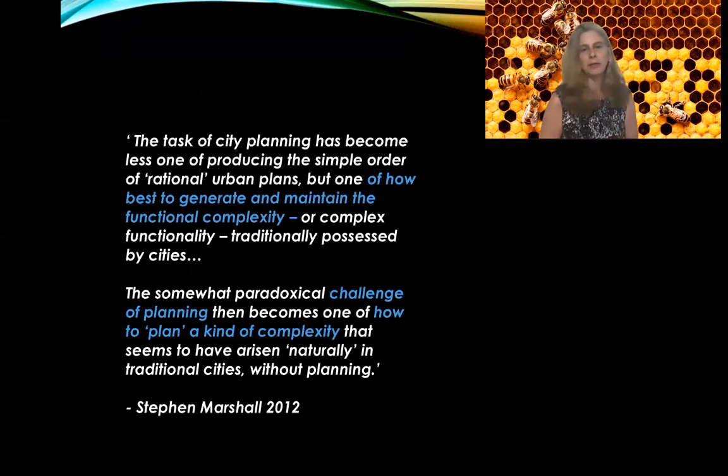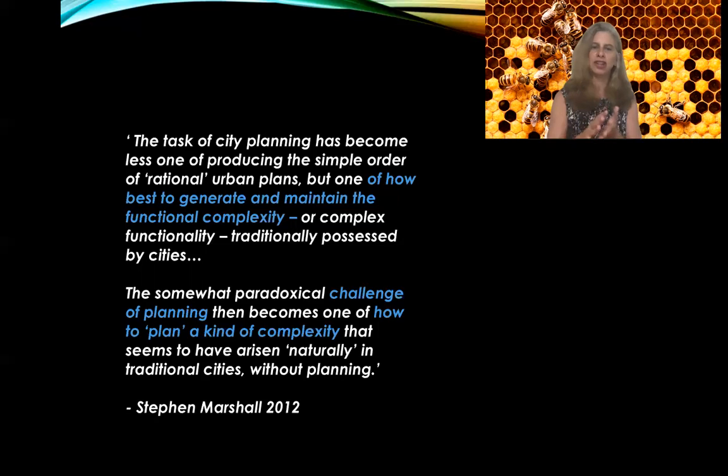So this is a quote by Stephen Marshall. He writes, "The task of city planning has become less one of producing the simple order of rational urban plans, but instead one of how to best generate and maintain functional complexity, or complex functionality, which was traditionally possessed by cities." And when he says traditionally possessed by cities, he's talking about that complex functionality of medieval cities that evolved slowly, incrementally over hundreds of years, where everything seemed to be in its place. We've tried to fast track that process now and make master plans where whole new areas are built up in a very short framework of time.